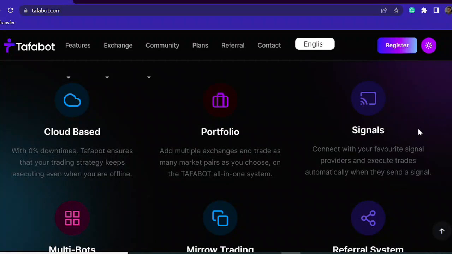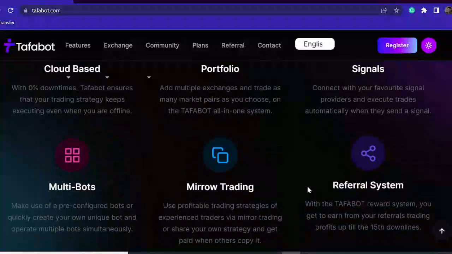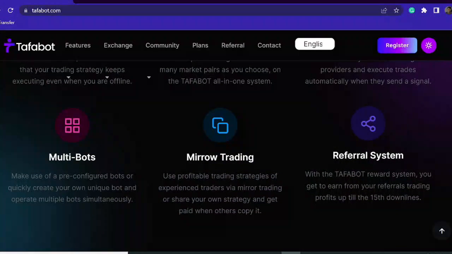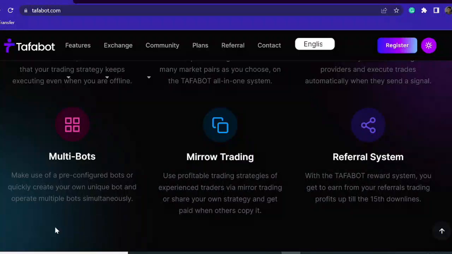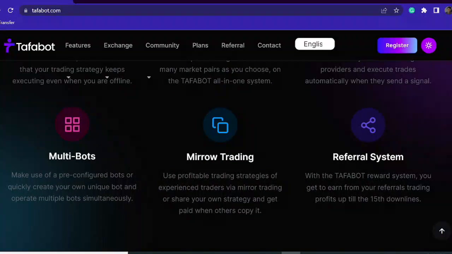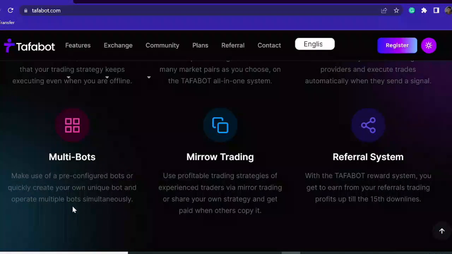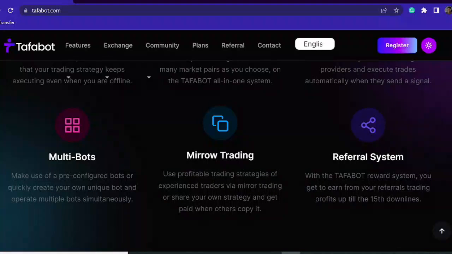Then let's look at signals. Connect with your favorite signal provider and execute trades automatically when they send a signal. There are a lot of opportunities on Tafabot. Let's keep scrolling. Then let's look at the multi-bots here. What does it mean? Make use of a pre-configured bot or quickly create your own unique bot and operate multiple bots simultaneously.